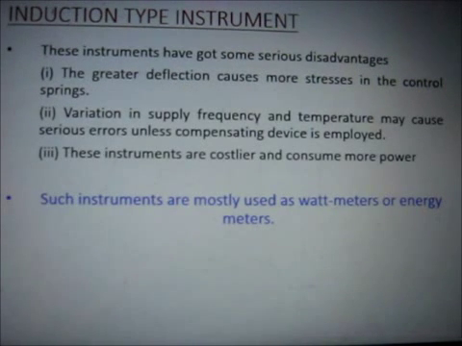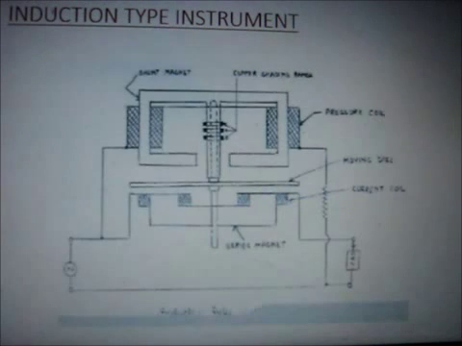These instruments have some serious disadvantages also. Greater deflection causes more stress in the control springs. Variation in supply and temperature may cause serious error unless a compensating device is used. So in this case, compensating devices are to be used, and it is very important to avoid this disadvantage. These instruments are costlier and consume more power. Such instruments are mostly used in wattmeters or energy meters.